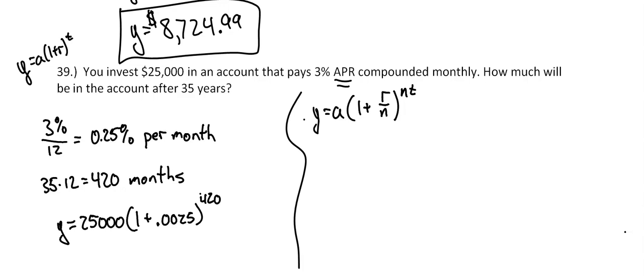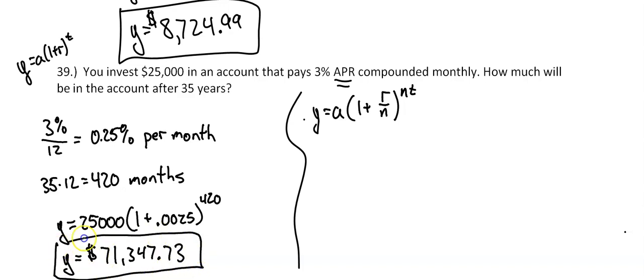And now just calculator work. That's going to end up being a 1.0025 in there, raised to the 420th power, and then times that 25,000. So it looks like I end up with $71,347 and 73 cents. It's not a bad chunk of change.